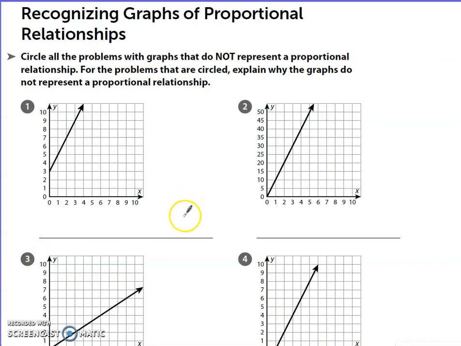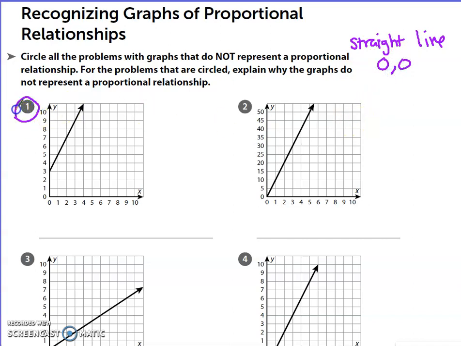Recognizing graphs of proportional relationships. Circle all the problems that are not a proportional relationship. For the problems that are circled, explain why the graphs do not represent a proportional relationship. So we just talked about they have to be a straight line, a straight continuous constant rate line that goes through 0, 0. If they don't satisfy those two requirements, they're not a proportional relationship.